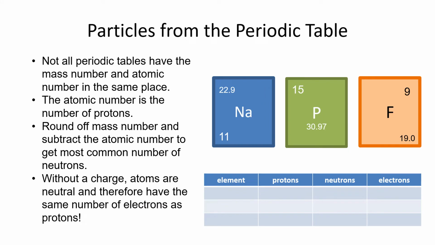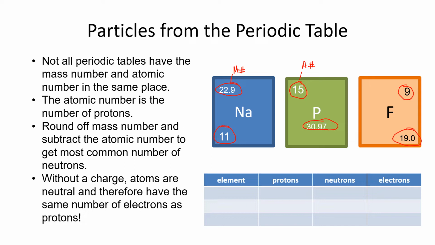Okay, so not every periodic table is exactly the same. So it's important to note that the atomic number is always just the smallest of the values that's given on a periodic table. So for sodium, it's 11, and for phosphorus, it's 15, and for fluorine, it's 9. So these are all atomic numbers. And then the larger one that's sometimes a decimal is the mass number. So this is mass number, and mass number, and mass number.